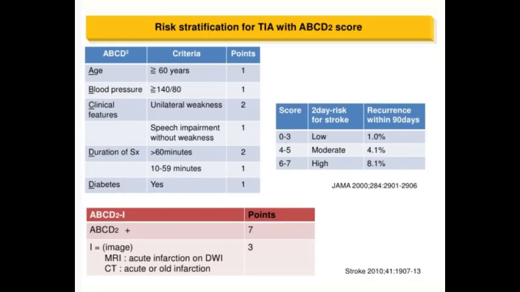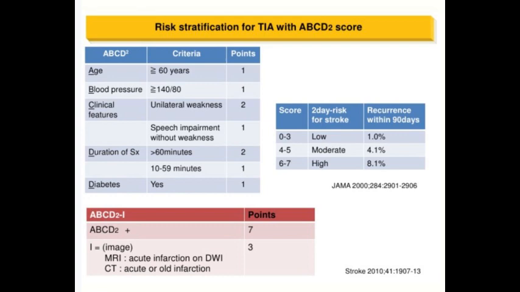Next, if the patient comes in with clinical symptoms including speech impairment with no focal weakness, you give a score of 1. But if the patient actually has focal weakness, you give a score of 2. For duration of symptoms, you give 1 point for symptoms between 10 minutes and 59 minutes, and you give a score of 2 for symptoms that last more than 60 minutes. And lastly, for diabetes, if a patient comes in with TIA-like symptoms and has diabetes, you give a score of 1.